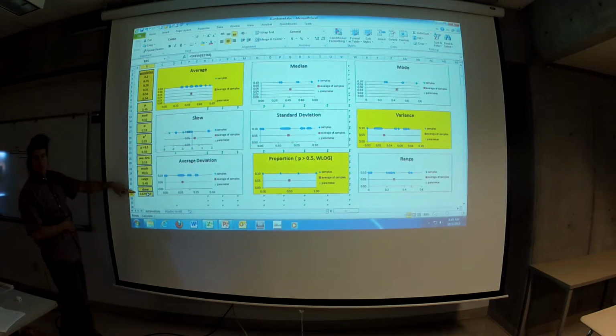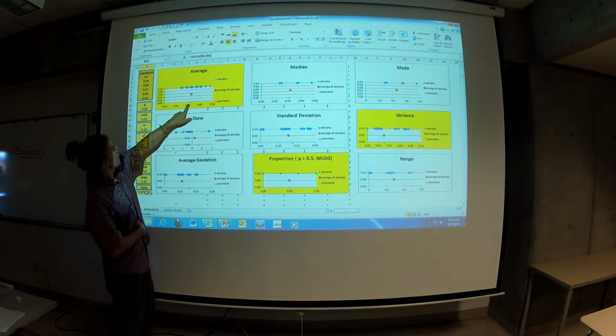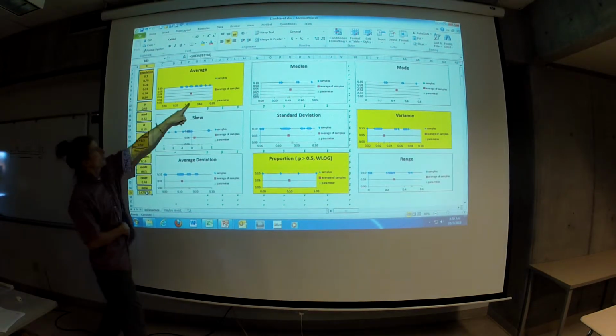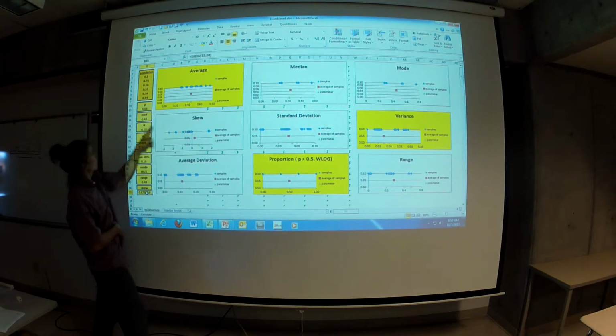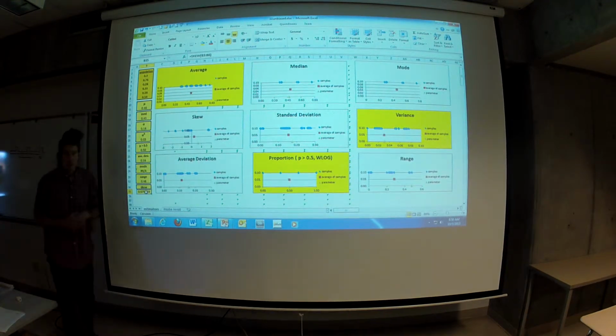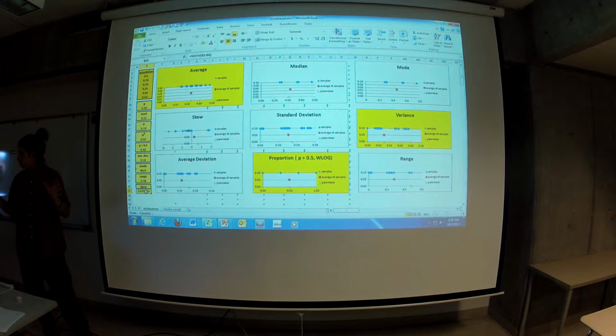The value of the parameter is represented over here. So right now the average looks like it's about 0.45 maybe. Yeah, 0.46. So it's right about there, 0.46. The median's here at 0.43, and so forth and so on. And that's for all 9 boxes. All right? Good so far?